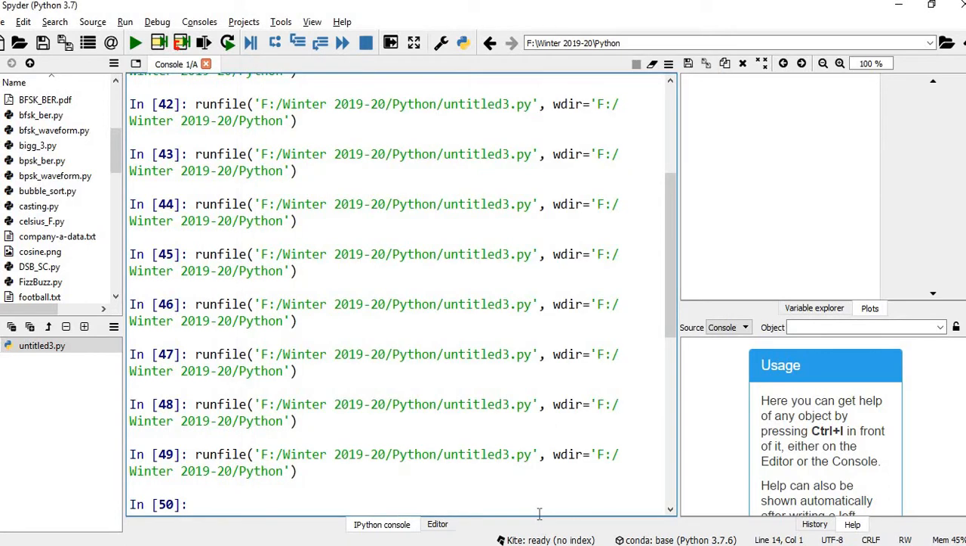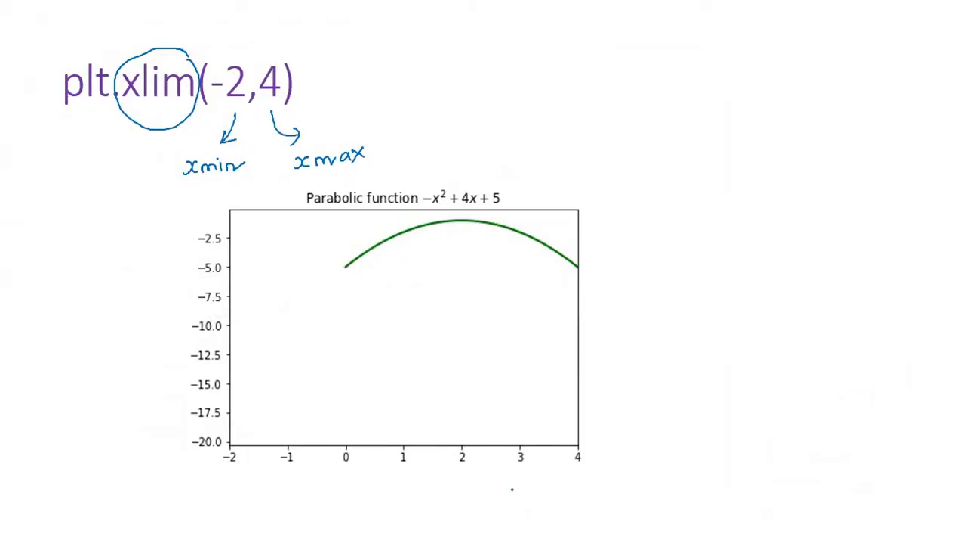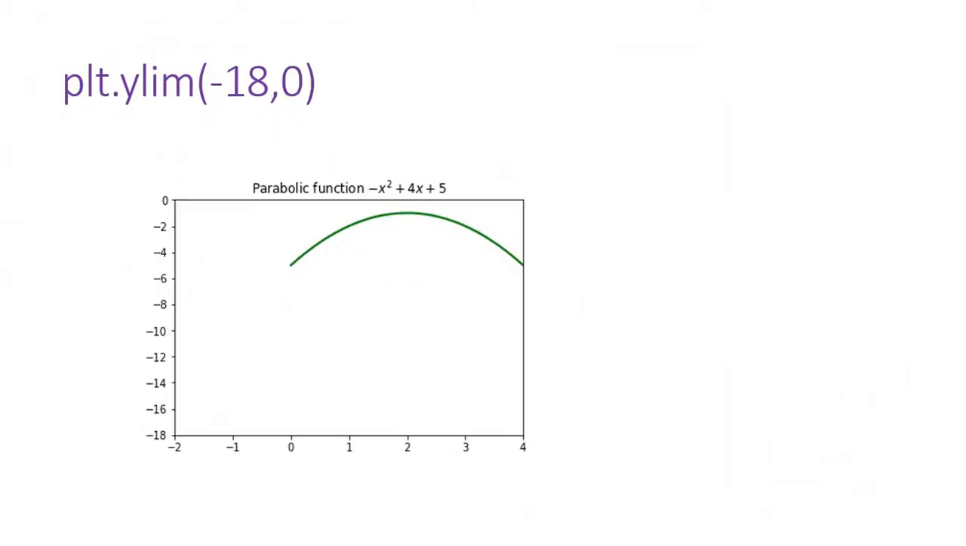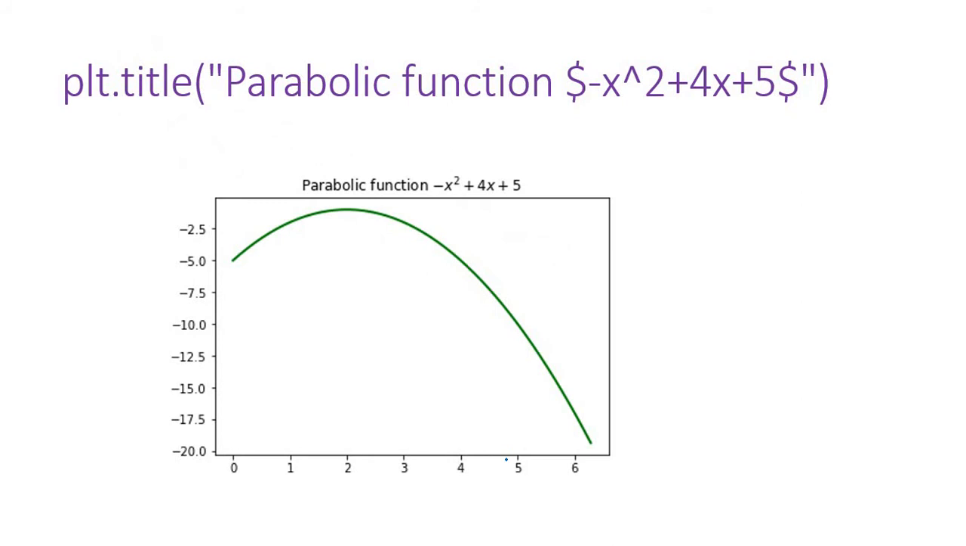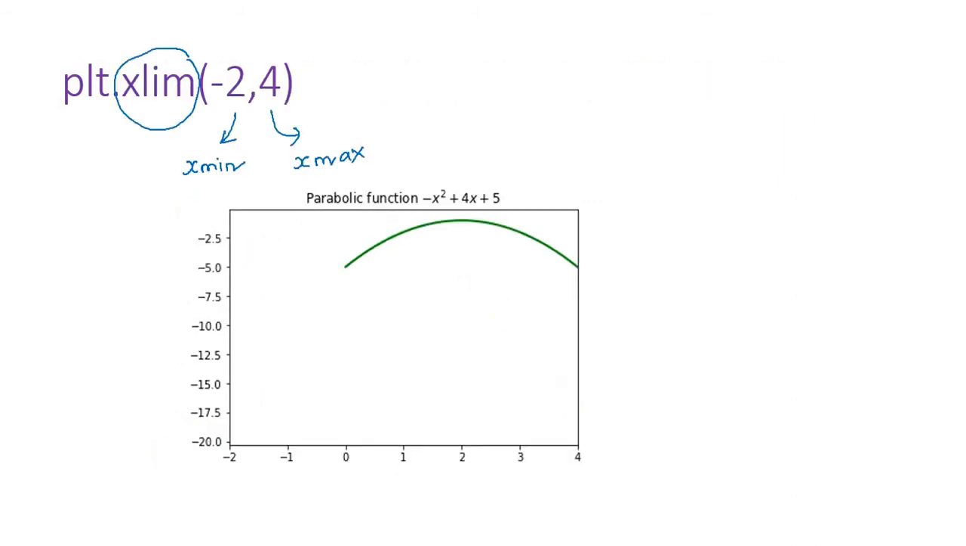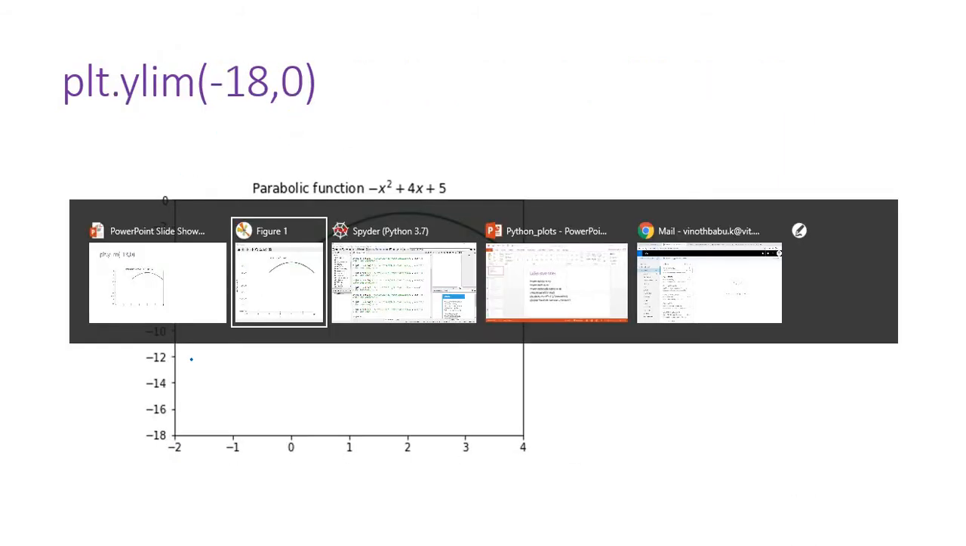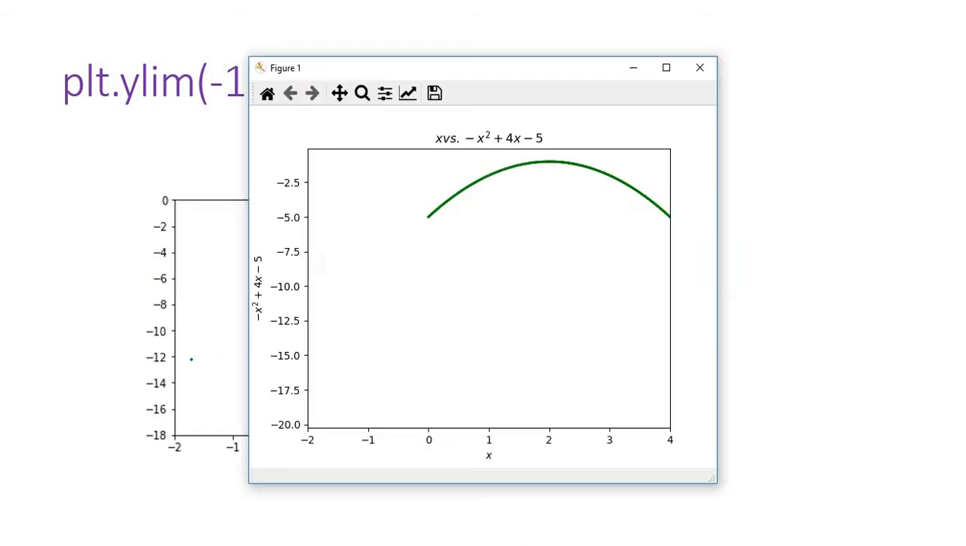Similarly, earlier the y-axis was -20 to, I think, -3 or -2.5. I don't want this particular thing. I want up to 0, so -20 to 0. Let me check. Yeah, -18 to 0, it's not -20.